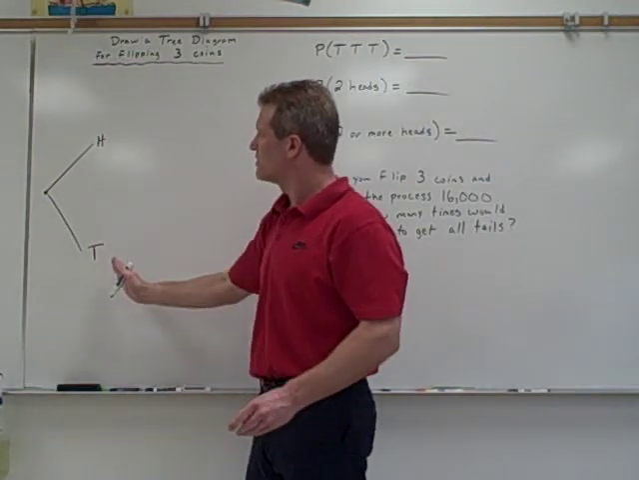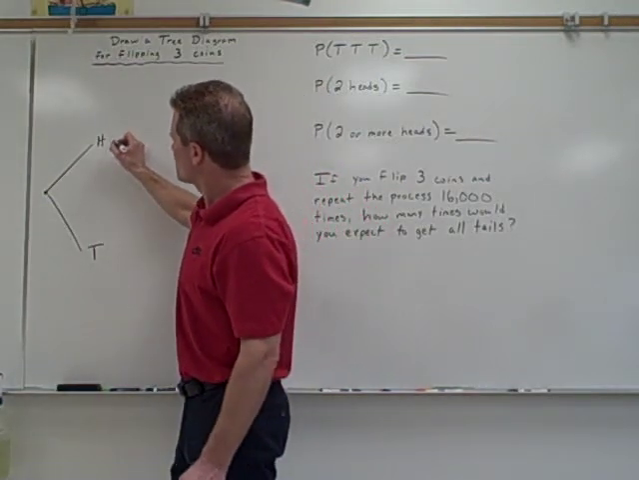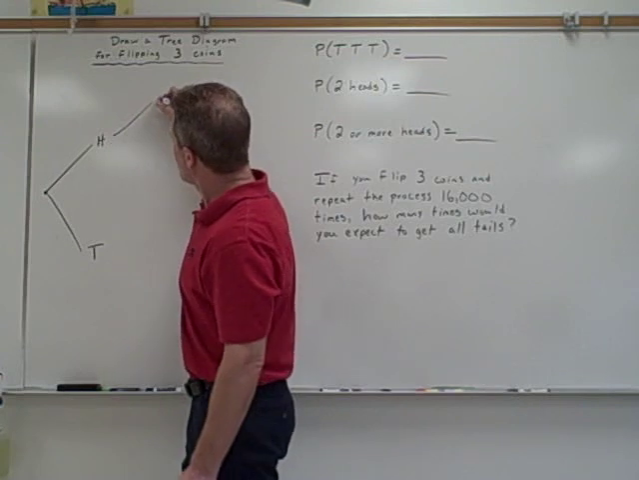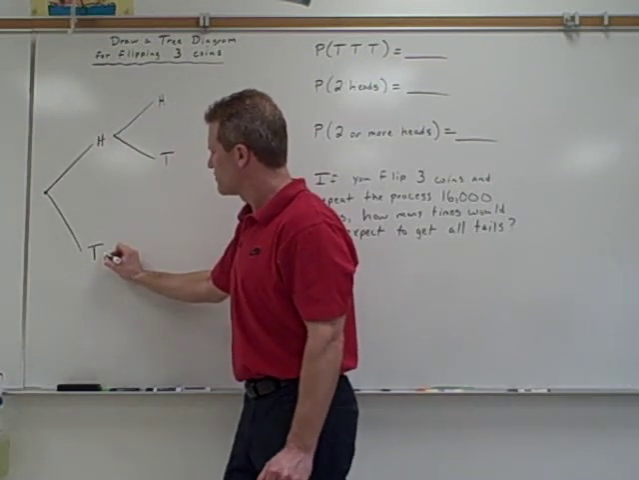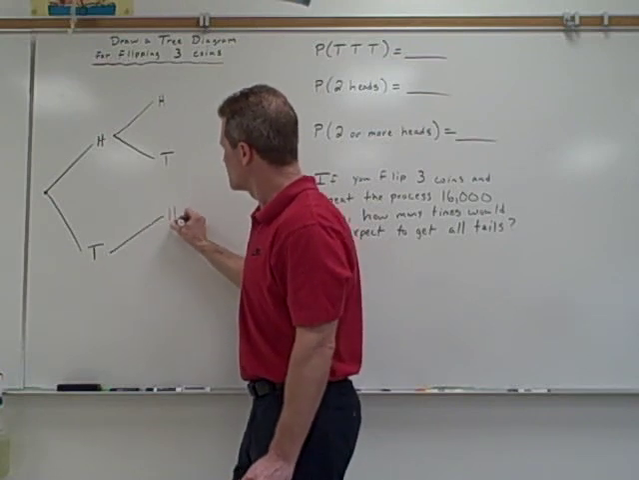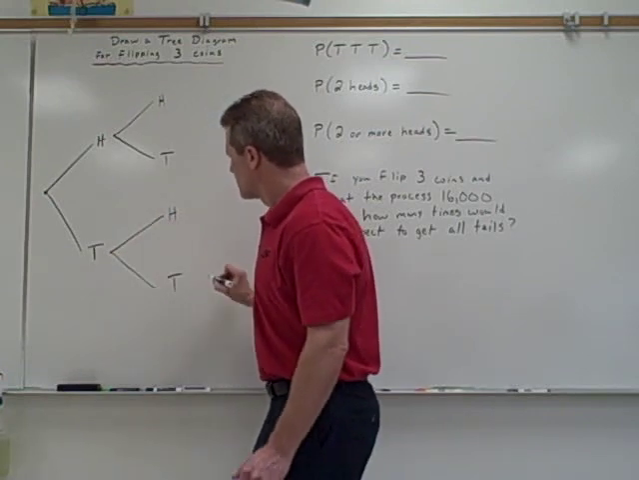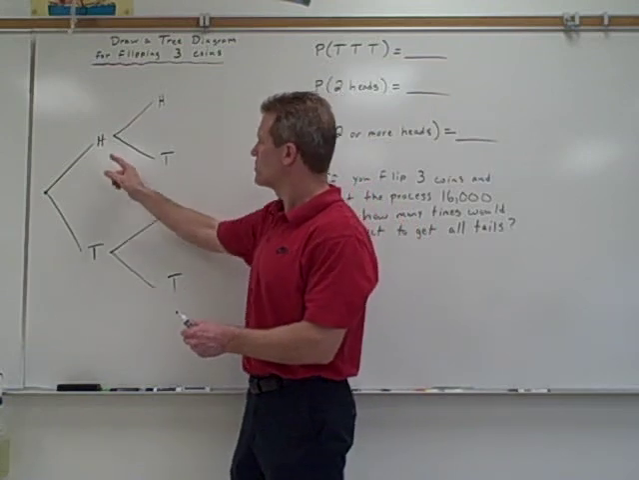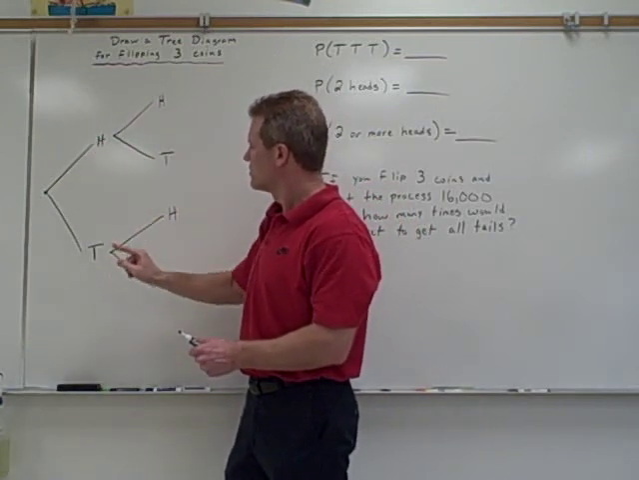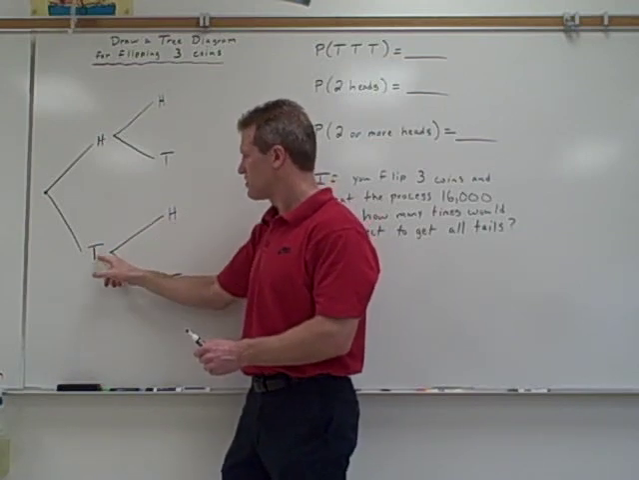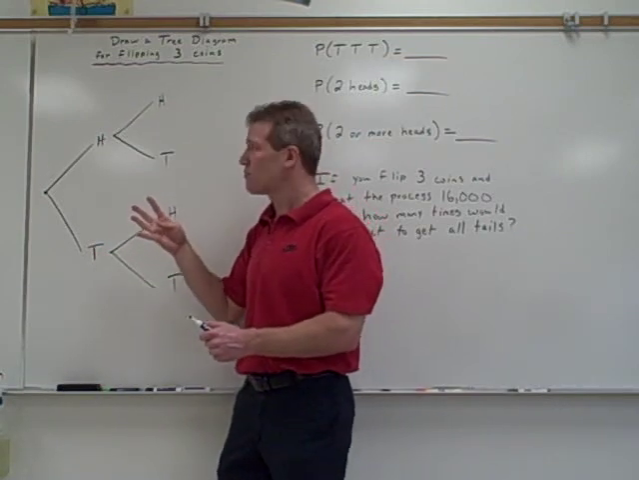So that's flip number 1. Then if you got heads on the first flip, on the second flip you could get heads or tails. Or if you got tails on the first flip, on the second flip you could get heads or tails. So far, this is how you read the tree diagram. You go up the branch. So you could get heads and then heads, or heads and then tails, or tails and then heads, or tails and then tails. So there's like four possible outcomes.